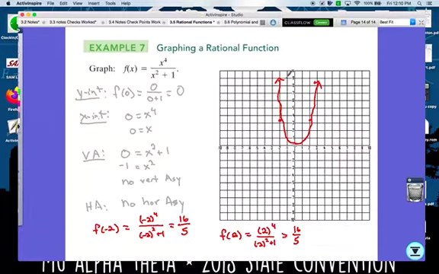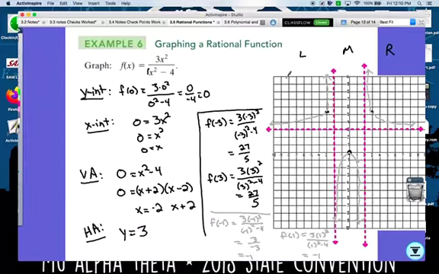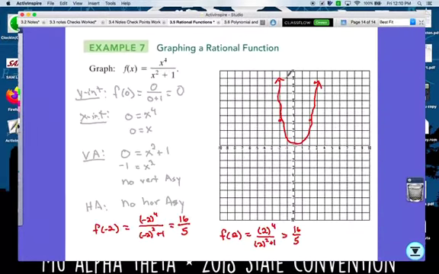All right, so just because something's rational, most of the time it looks like this with all the asymptotes going on. But sometimes you could get one that looks just like another polynomial function.